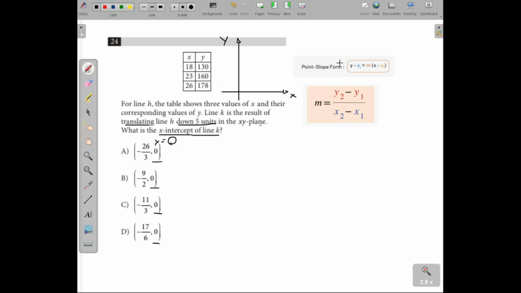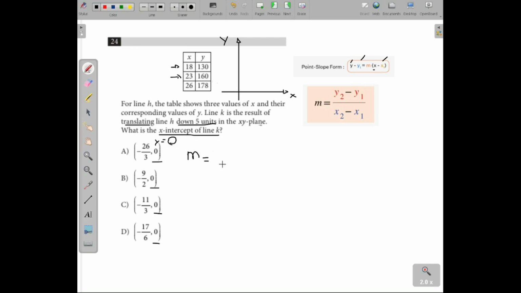For that, we could use the point slope form equation to find the value of x. Since we have the points, we know that the x-intercept is when y is equal to 0, and we can find the slope. So let's do that. First, the slope, for which we use this equation. We'll use these 2 points.